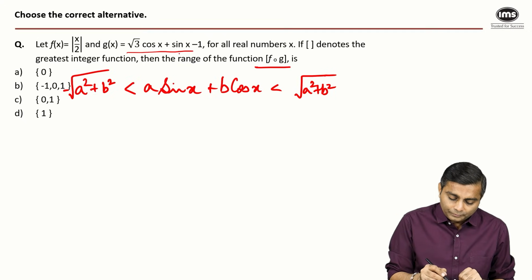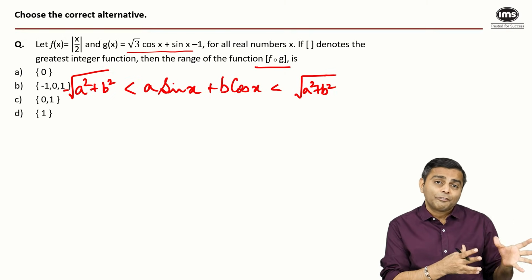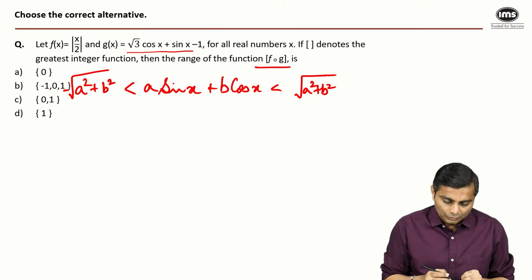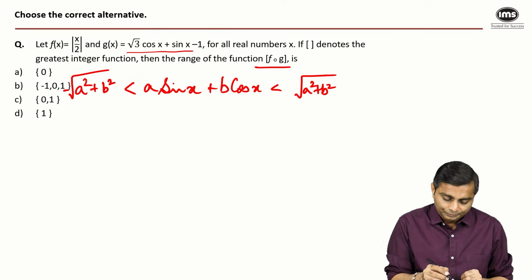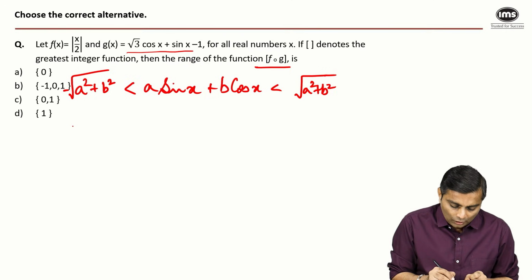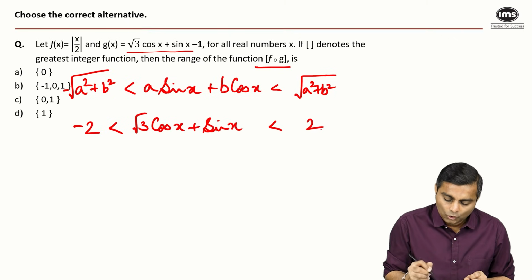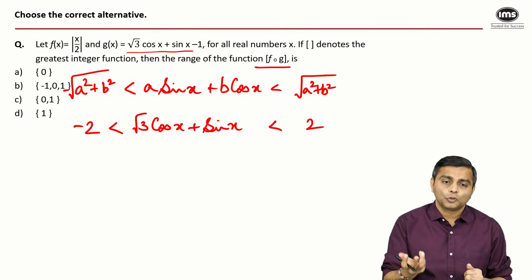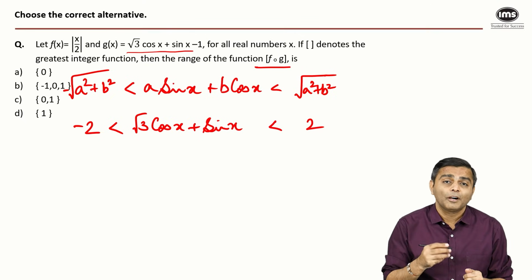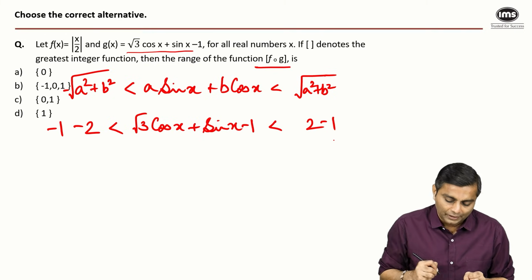Great. So we have a as 1 and b as root 3. To find the left hand part, minus of under root of a square plus b square is equal to 1 square plus root 3 square. So 1 plus 3, 4's root is 2. So minus 2 less than root 3 cos x plus sin x less than 2. Correct? In the question, there is also a minus 1. So now I'm going to subtract 1 from all three sides.